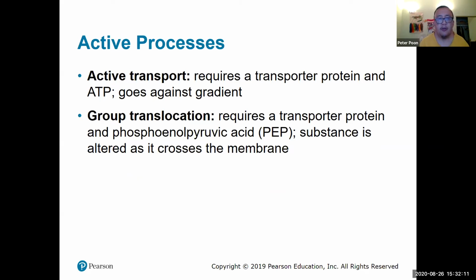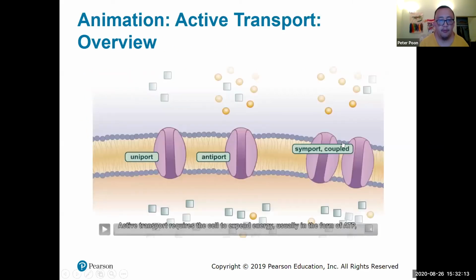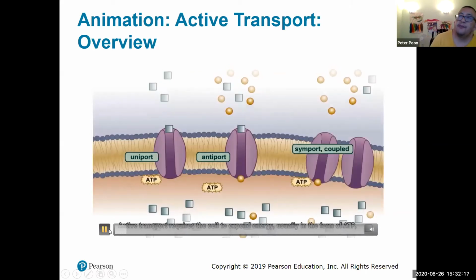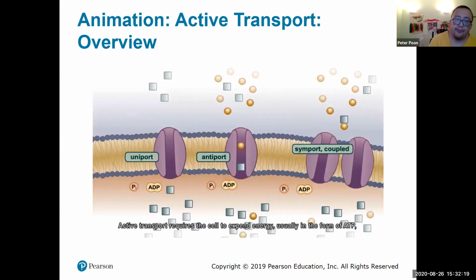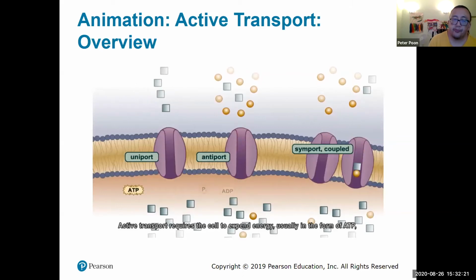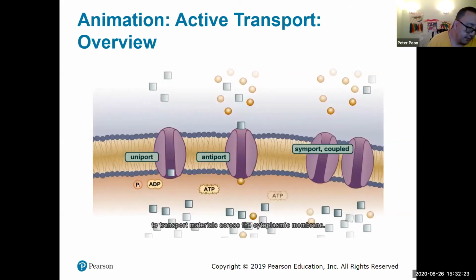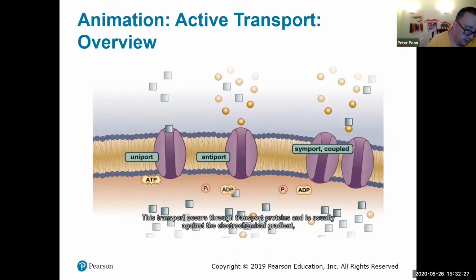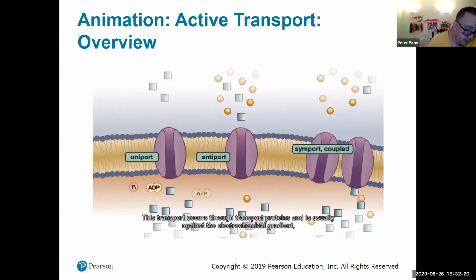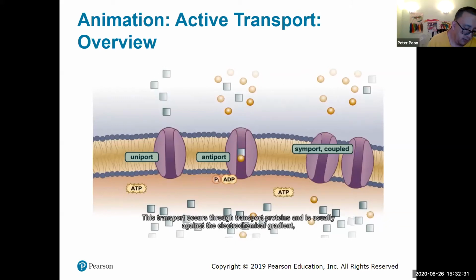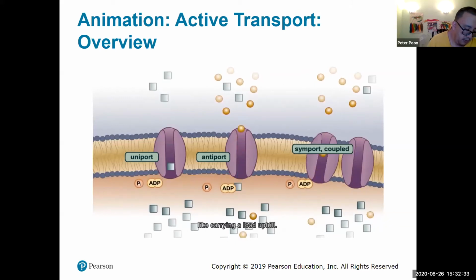Okay, active transport. Active transport requires the cell to expend energy, usually in the form of ATP, to transport materials across the cytoplasmic membrane. This transport occurs through transport proteins and is usually against the electrochemical gradient, like carrying a load uphill.